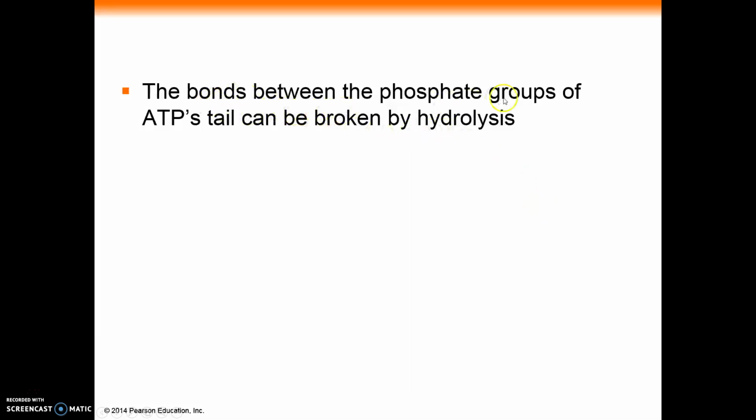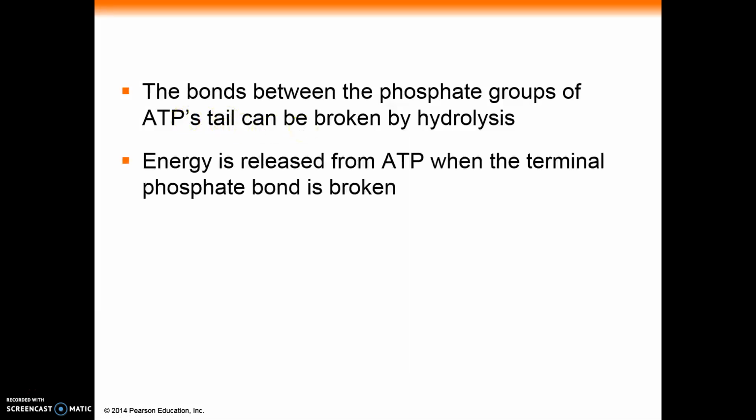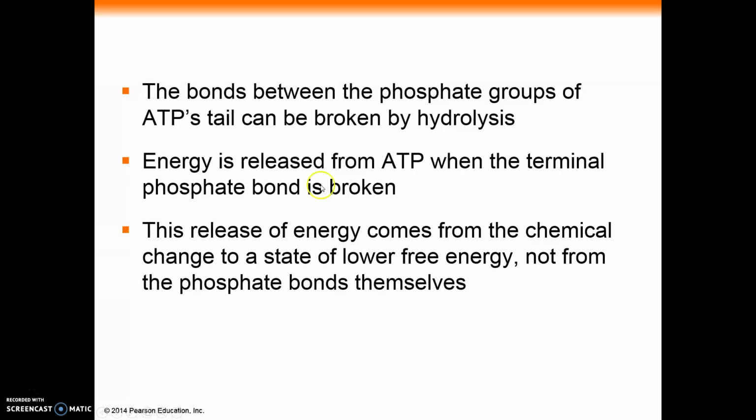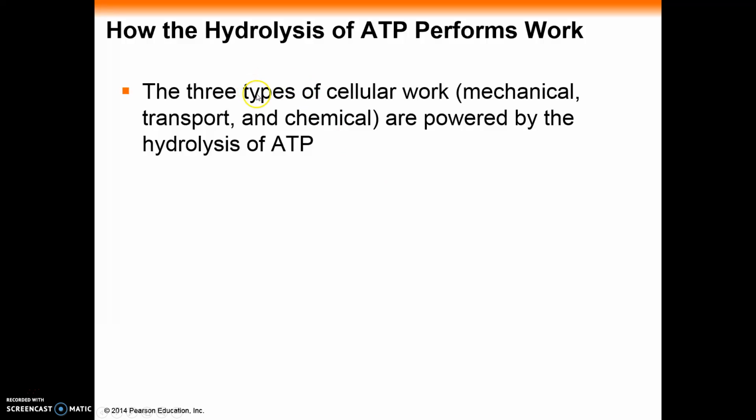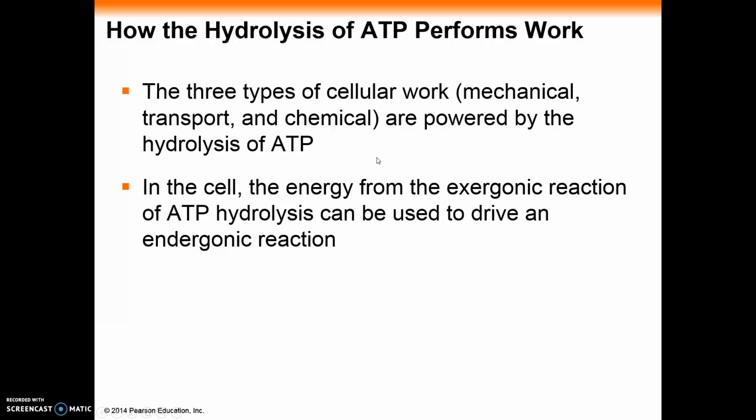So the bonds between phosphate groups of ATP's tail can be broken through hydrolysis. That energy is released from ATP when the terminal phosphate bond is broken, and this energy release comes from the chemical change to a state that has lower free energy, and also is favoring entropy, right? So releasing that phosphate is more disordered. So the three types of work that we can do are mechanical, transport, and chemical. This can all be powered by hydrolysis of ATP.